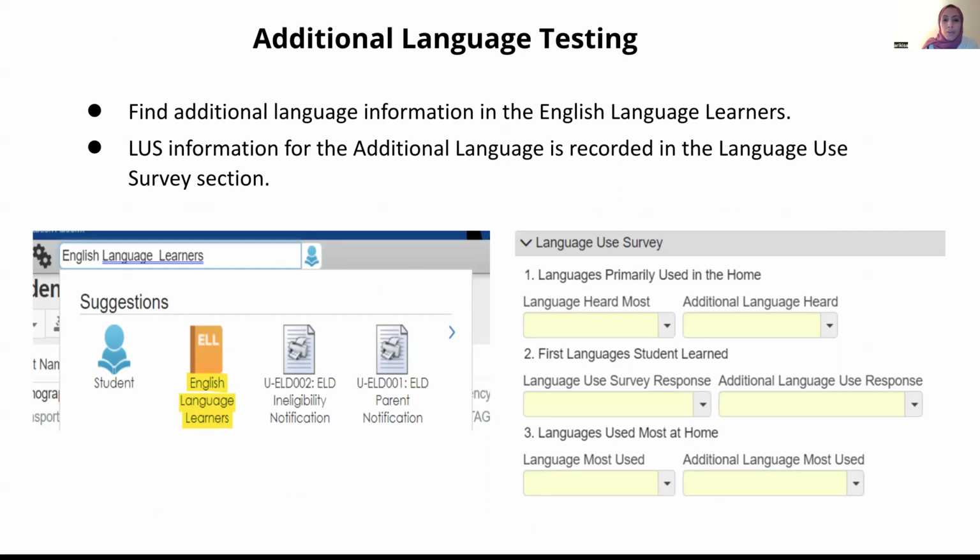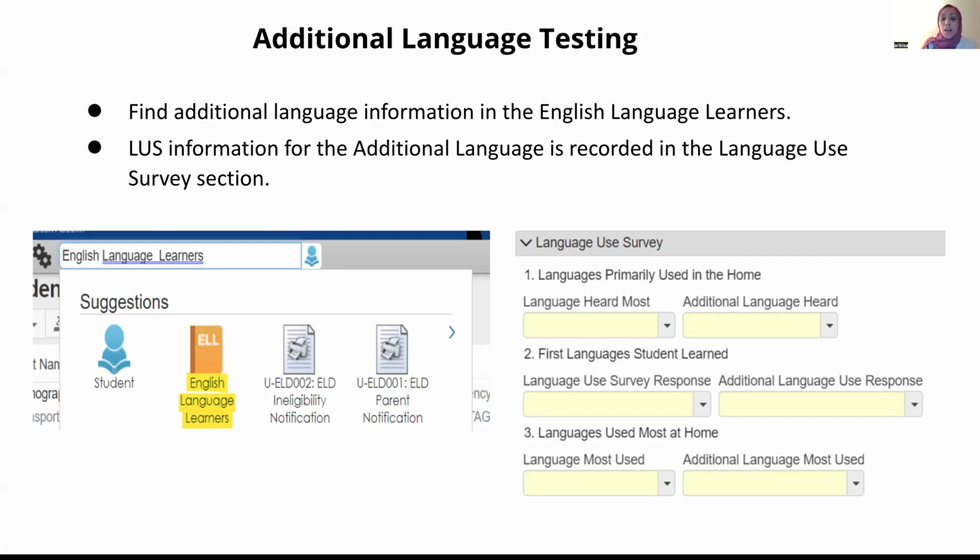And then if you open that, the third tab will be the language use survey. So usually with the students who have more than one language recorded in the responses, the first language would be English, and the additional language would be other language. And so in the demographic page or in the student page, you will see only English. But we can find the additional language in the other page, which is the English language learners.